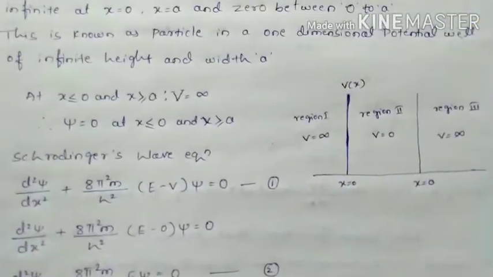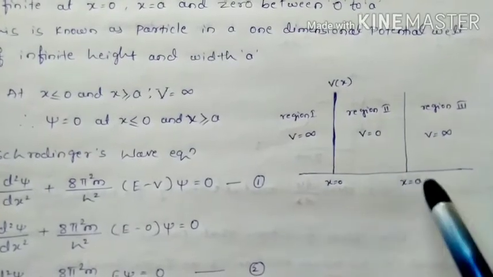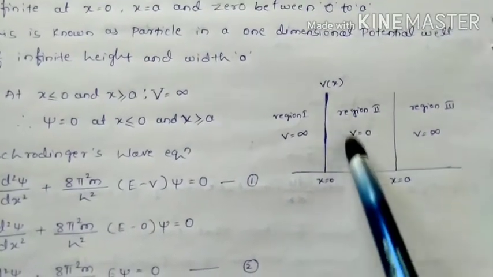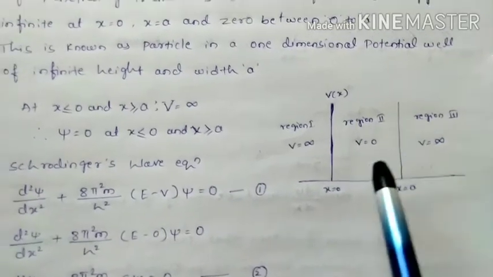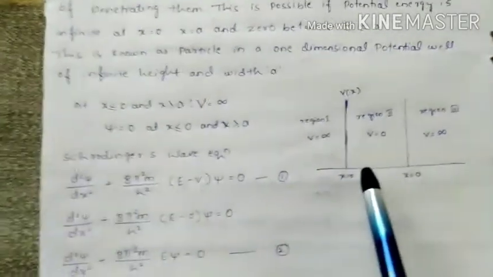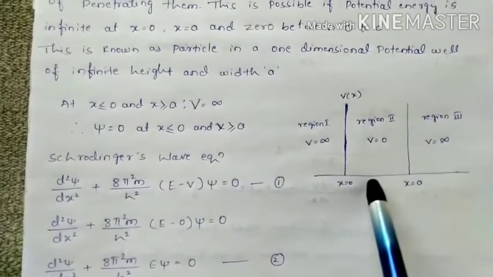It is like a person who is stuck between two infinite height walls where he cannot jump over easily and he cannot penetrate through the walls. So this is the condition of a particle in an infinite potential well.